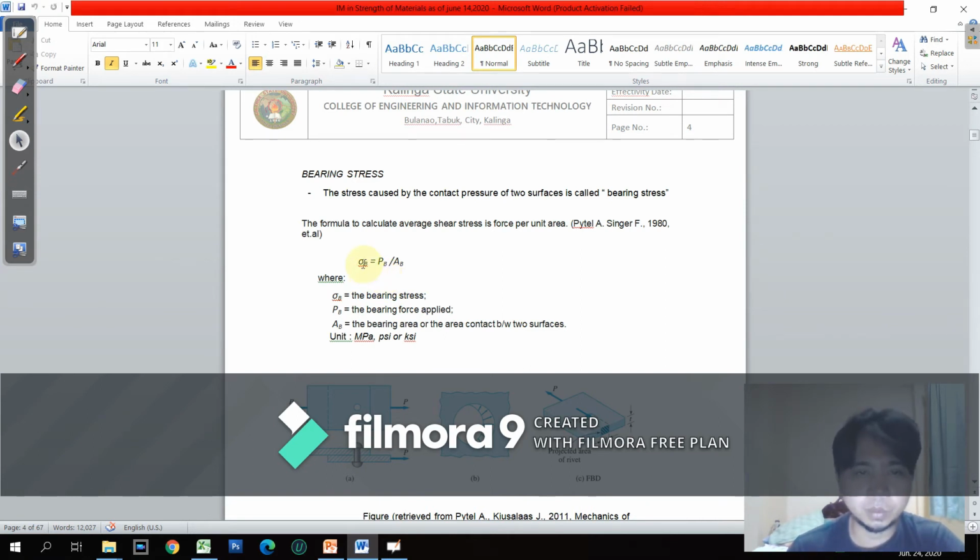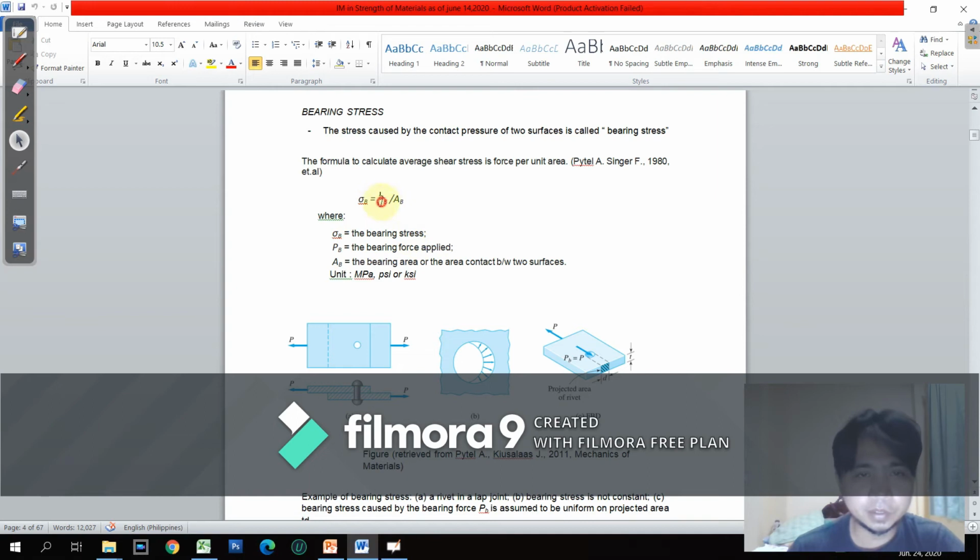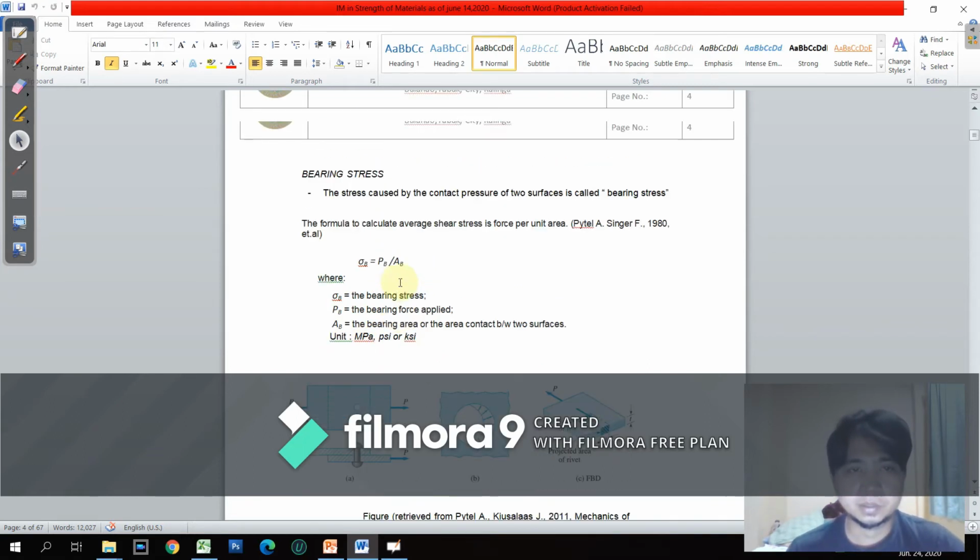So we'll just have a subscript B here to indicate that this is a bearing stress, P is the bearing force, and A is the bearing area. Okay, just the same, we will use megapascal, PSI, or KSI. So usually in a plate, bearing stress is also present. Aside from the shear stress and the tensile stress, we also have the bearing stress.